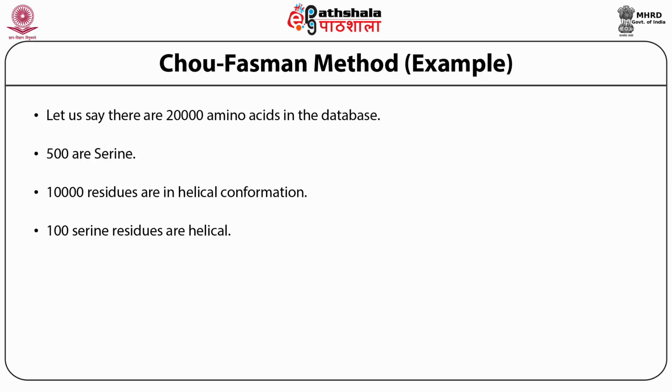This is an example of calculation of the propensity. Just for example, here we have 100 serine residues which are part of helices, and there might be about 10,000 residues which are in a helix, and overall serine occurs 500 times out of 20,000 amino acids.